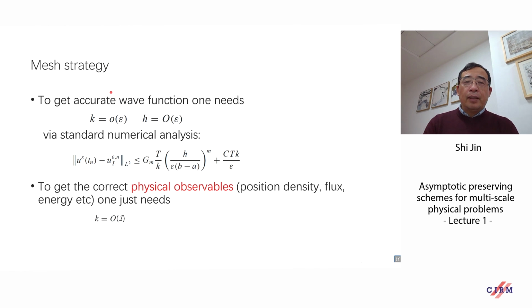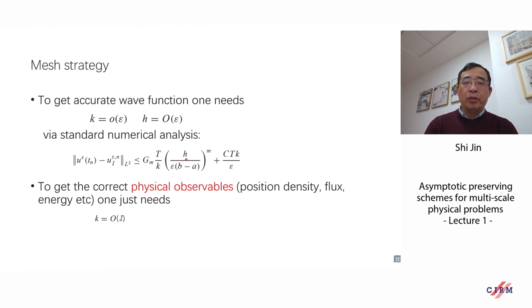Now I claim, as I said, that in a typical classical method, you need the time step and mesh size to be very small, comparable to epsilon. You can prove this for our method, this time splitting spectral method, with very standard numeric analysis. You show that the analytic solution minus the numeric solution is bounded by essentially H, the mesh size, divided by epsilon to the power m, plus the time step k divided by epsilon.